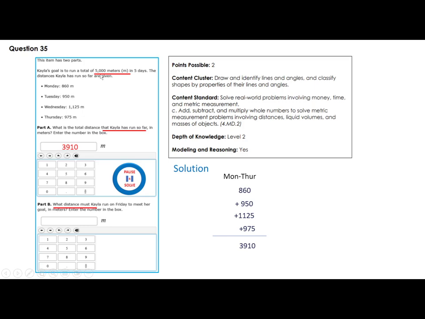What is her goal? Her goal is 5,000. So how much left? How much she needs more? More, that means difference. 5,000 minus 3,910 is 1,090.